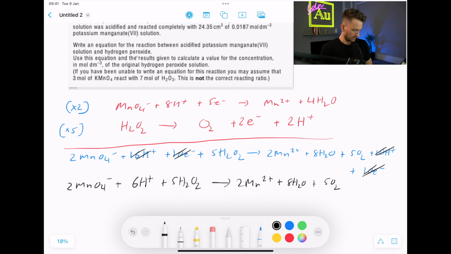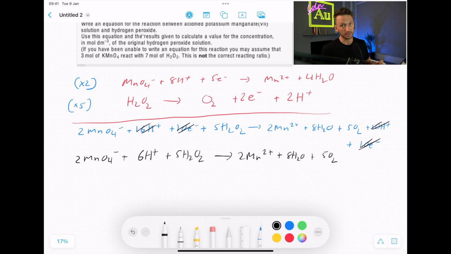So that is correct. Finally, really important to check this, make sure the charge is balanced on the left and the right. On the left-hand side, we have 2 times minus 1 is minus 2, and 6 times plus 1 is plus 6, giving plus 4. And then on the right-hand side, we have 2 times plus 2 is plus 4.